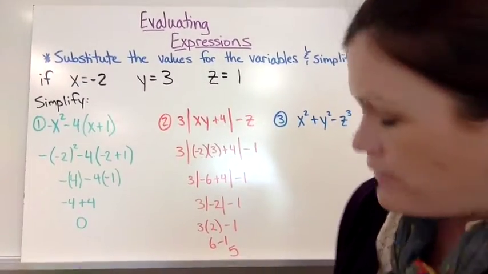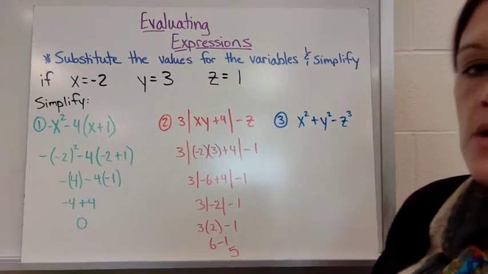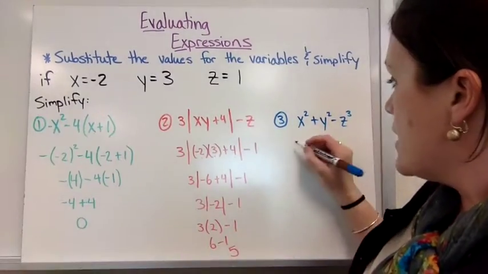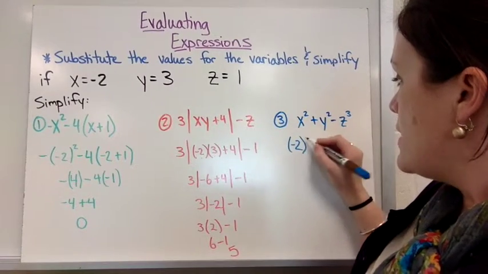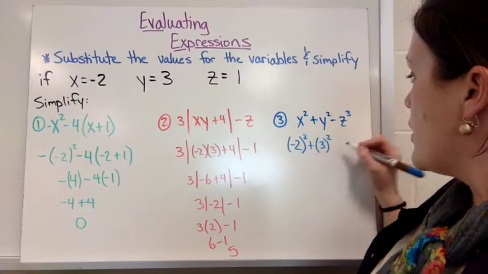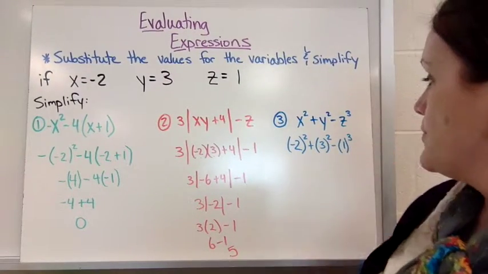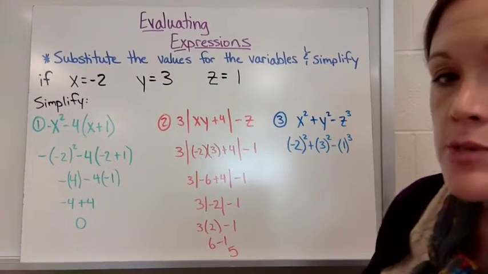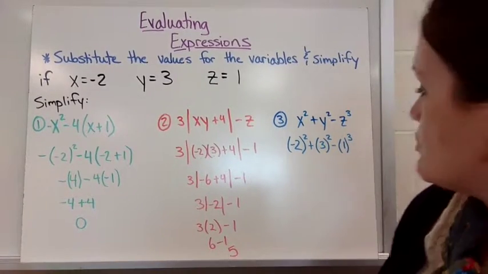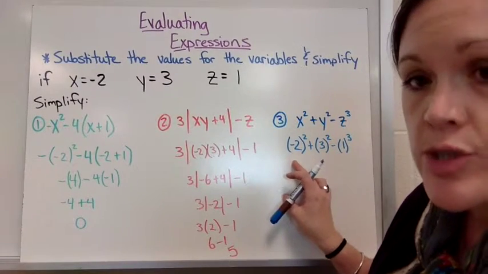On this one, we have x squared plus y squared minus z cubed. So let's plug in x is -2, and that's squared, plus y is 3, that's squared, minus z, which is 1, is cubed. So it's good to put parentheses here since you do have multiple exponents, and then of course the x is negative right here. We want to make sure we treat it properly.